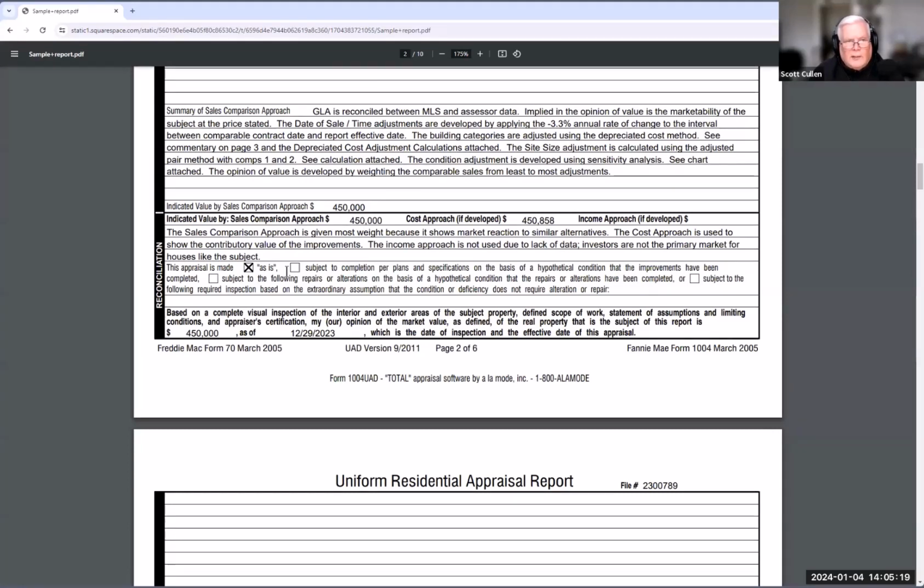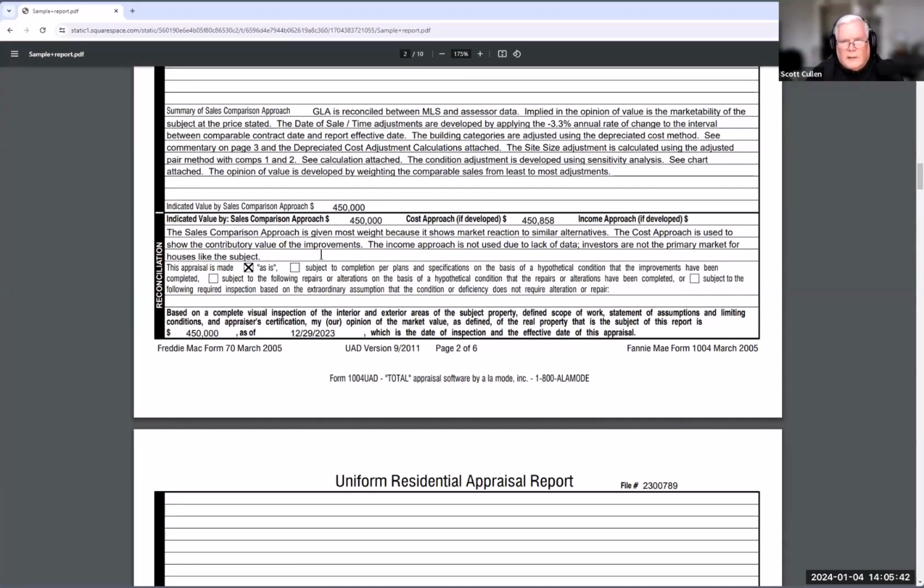But then I make a point that the sales comparison approach is given most weight because it shows market reaction to similar alternatives. The cost approach is used to show the contributory value of the improvements. And then the income approach is not used in this case because of lack of data, and it's not an investor type of property.